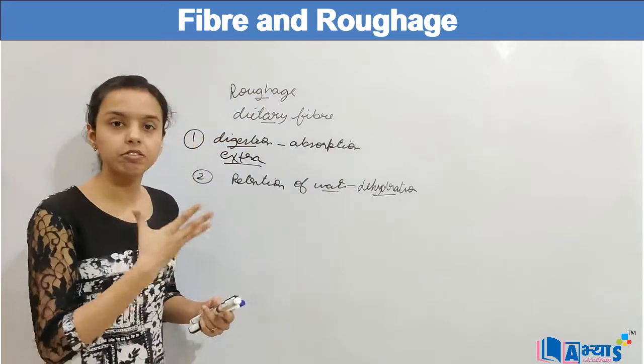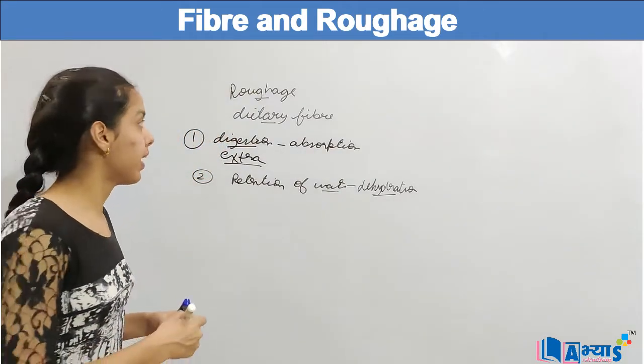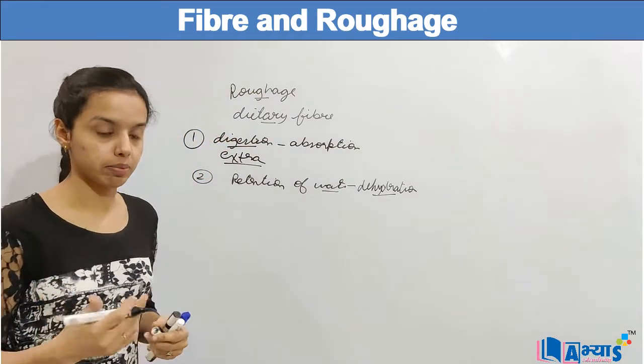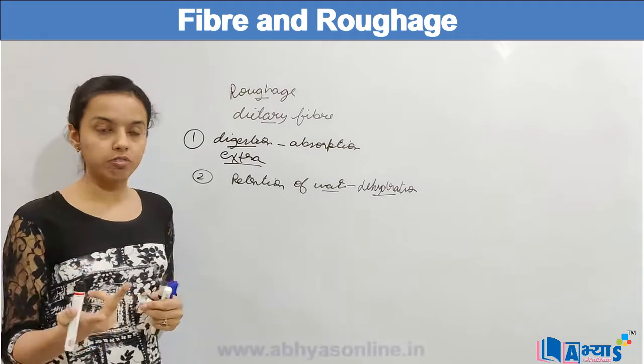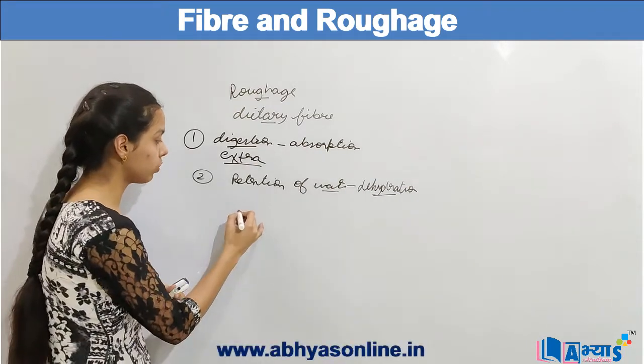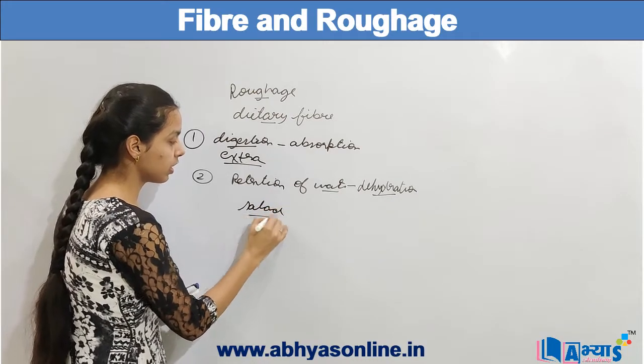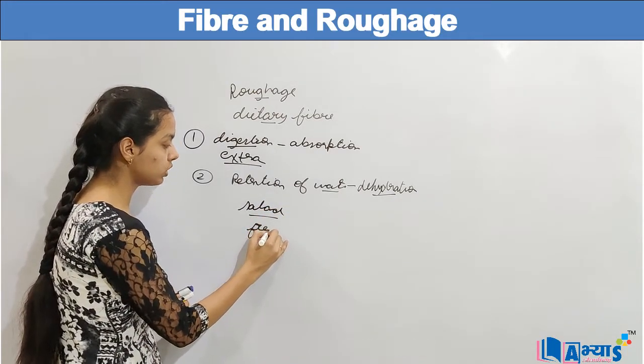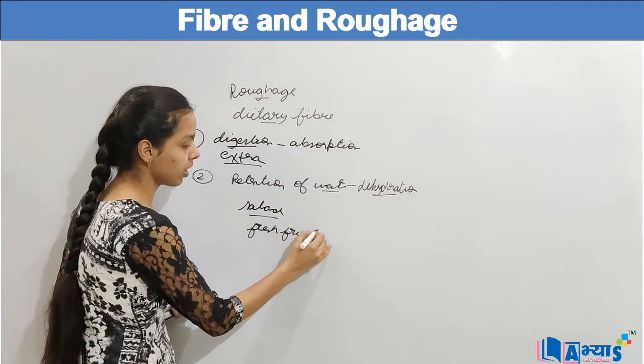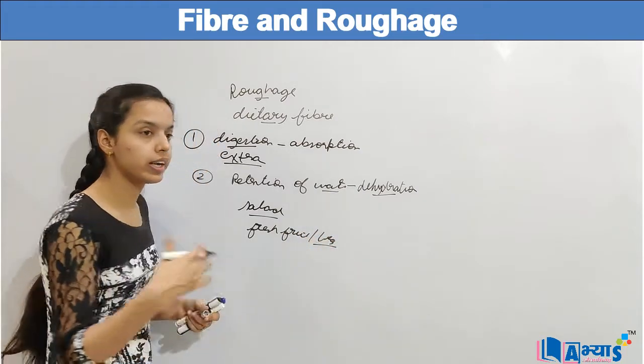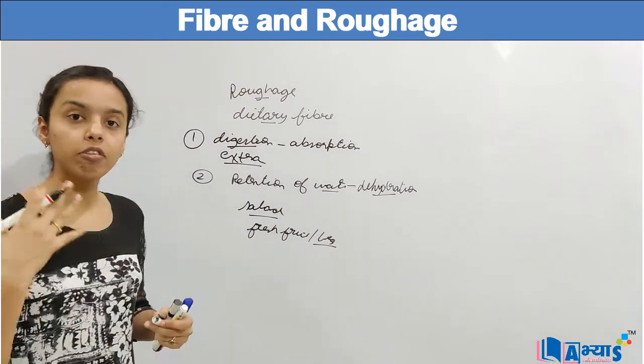Now we have discussed the functions of dietary fibers. Let us discuss the sources of dietary fibers. They are found in salads. They are also found in fresh fruits and vegetables. Even potato contains the nutrient roughage.